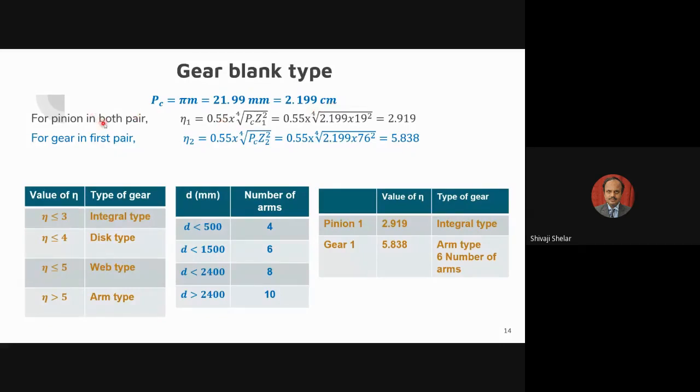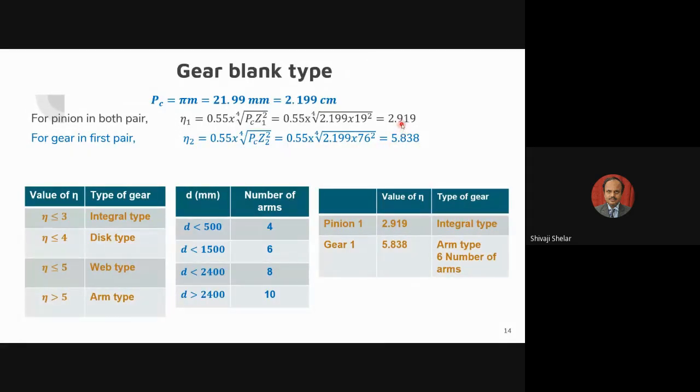So let's calculate pinion. Pinion geometry ratio, size ratio 0.54, fourth root of TC into Z1 square. PC value should be used here in centimeter. If by mistake we put it in millimeter, then your geometry factor will change. So by putting this value and 19 number of teeth here, we get this geometry factor as 2.919. And for gear, this geometry factor is 5.838.